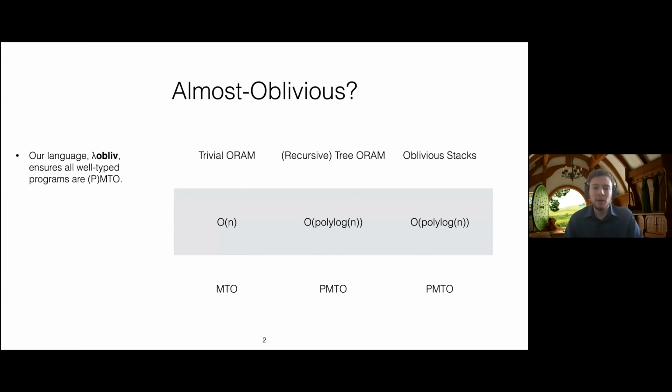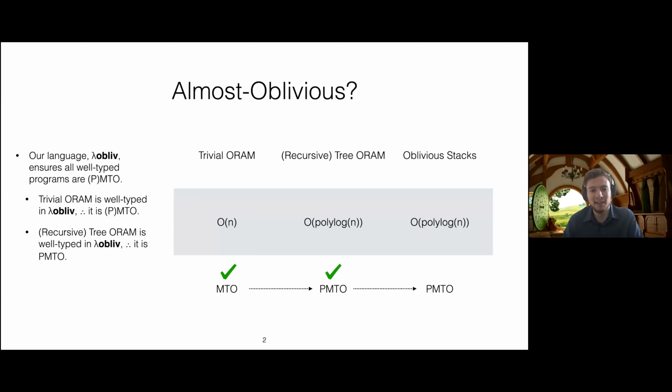So in prior work, we developed this language called lambda-obliv that ensures that well-typed programs are probabilistically memory trace oblivious. And as part of that project, we implemented as case studies trivial ORAM and showed that it was well-typed and therefore PMTO. And then we followed up with Tree ORAM and recursive Tree ORAM, again, well-typed and therefore PMTO. But unfortunately, when we tried to embed oblivious stacks in our language, we discovered that oblivious stacks are not well-typed.